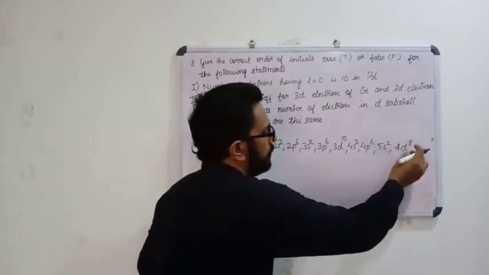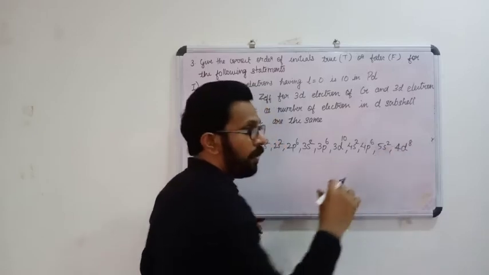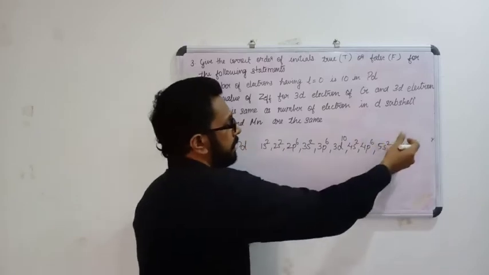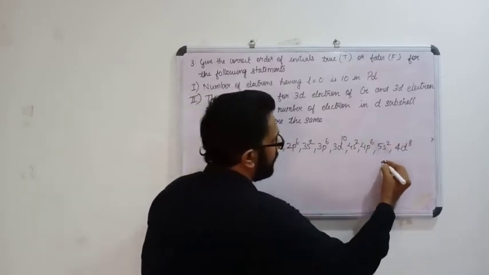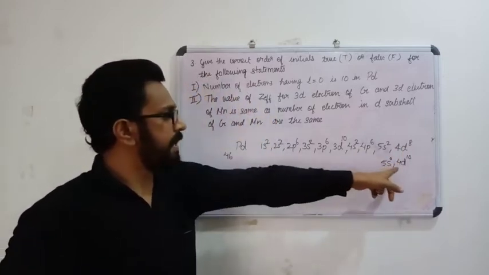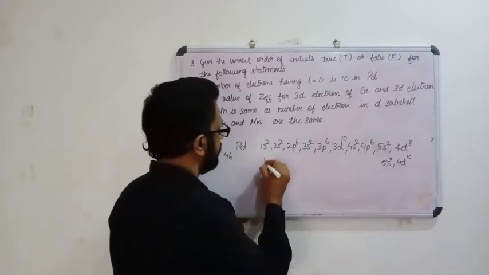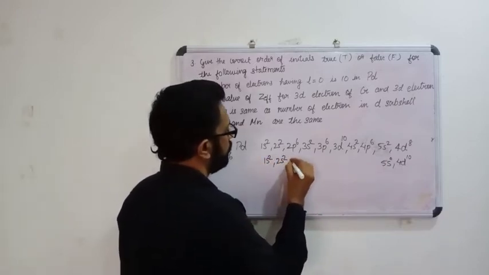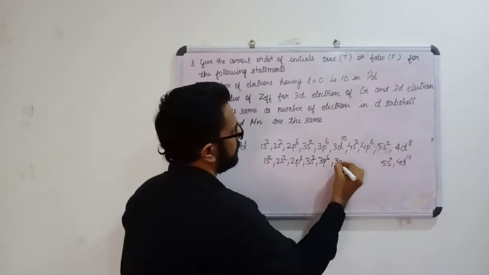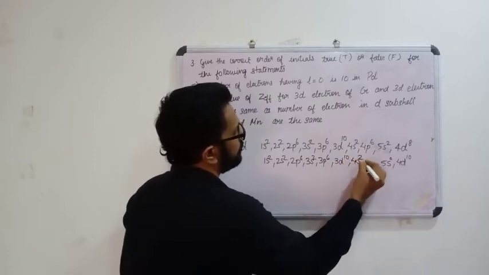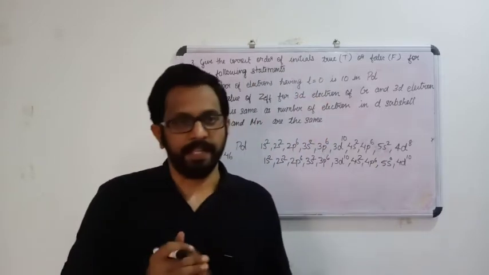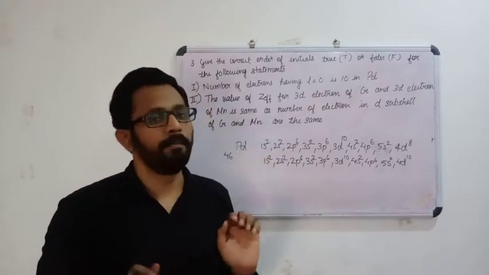But you know, this is partially filled. Always completely filled orbitals are stable. So palladium attains another configuration, which is 5s0, 4d10. This is the stable configuration of palladium. So it comes like this: 1s2, 2s2, 2p6, 3s2, 3p6, 3d10, 4s2, 4p6, 5s0 and 4d10. This is the stable configuration of palladium.